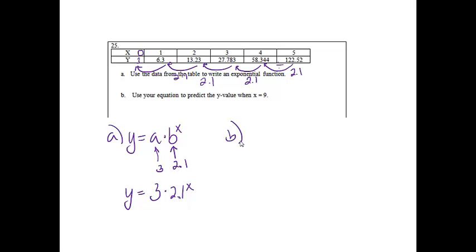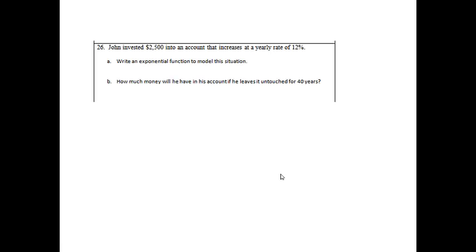Okay, part B. Use your equation to predict the y value when x equals 9. So I'm going to have this equation. I'll get 3 times 2.1 to the 9th power. So you're just going to plug that in your calculator. And when I do that, I get 2382.84. So about 2,382.84.